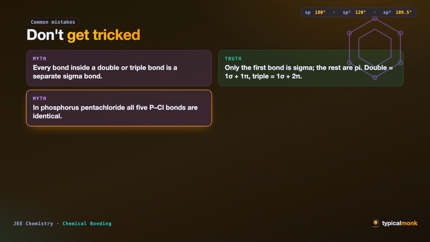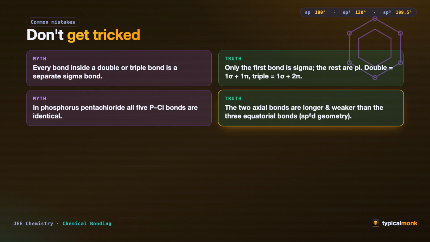In phosphorus pentachloride, all 5 phosphorus to chlorine bonds are identical. The truth, they are not. In this sp3d trigonal bipyramidal shape, the 2 axial bonds standing straight up and down are longer and weaker than the 3 equatorial bonds spread around the middle. That unequal pair is a favorite G catch. Do not let it be the one that costs you.